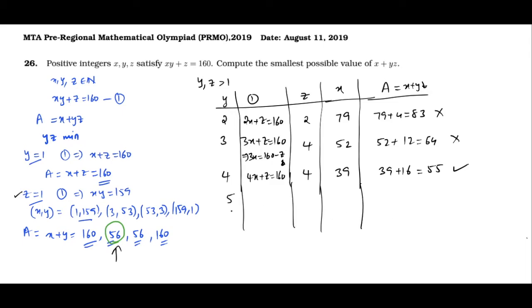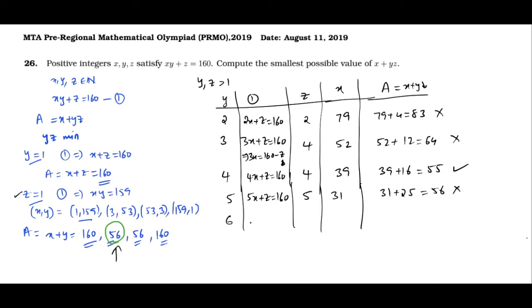If I put y equal to 5, the first equation becomes 5x + z = 160. 5x and 160 are multiples of 5, so z also should be a multiple of 5. Least possible value is 5. x would be 155 by 5, 31. This would be 31 + 25, 56. Not the smallest possible value.